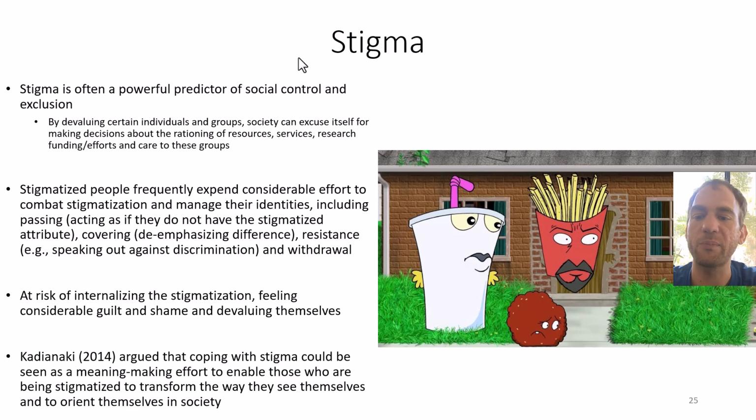And now, wrapping up our stigma section right up here. Stigma is often a powerful predictor of social control and exclusion. By devaluing certain people, society can excuse itself from making decisions about the rationing of resources, services, research funding, efforts, and care to these groups.